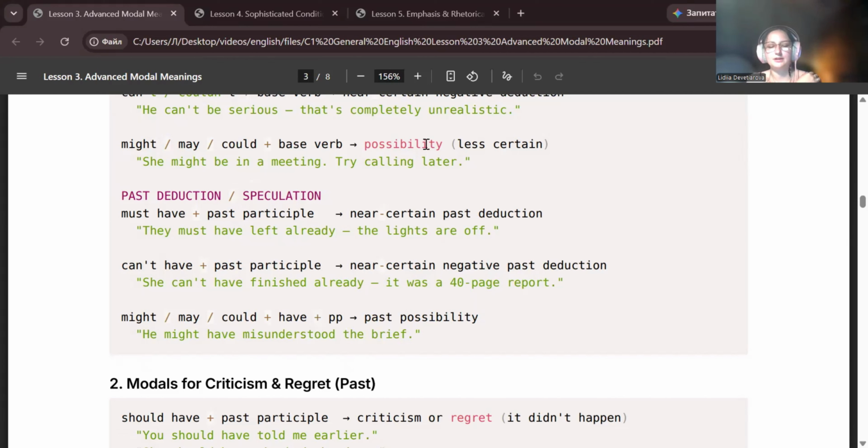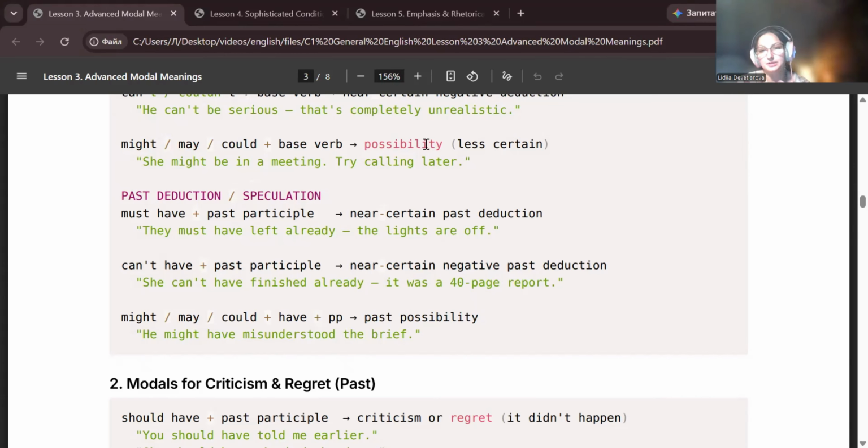Can't have and past participle: near certain negative past deduction. She can't have finished already. It was a 40-page report. I am confident that she is not ready. She has not finished.